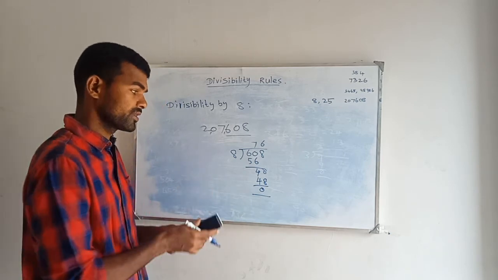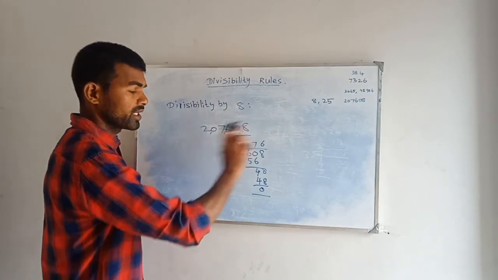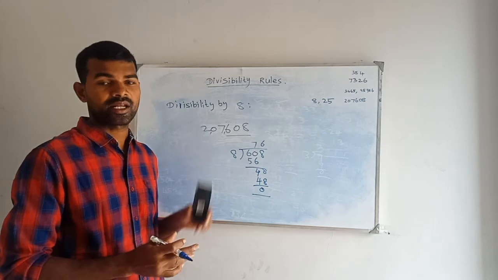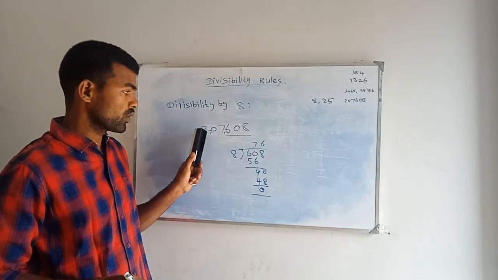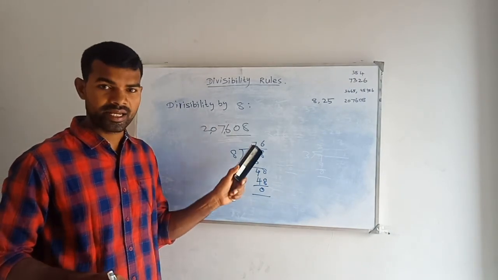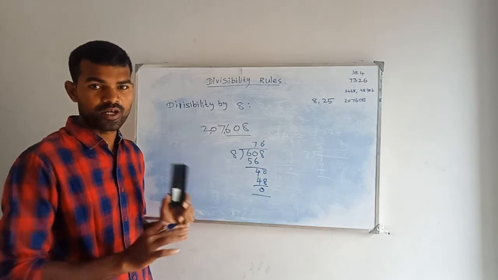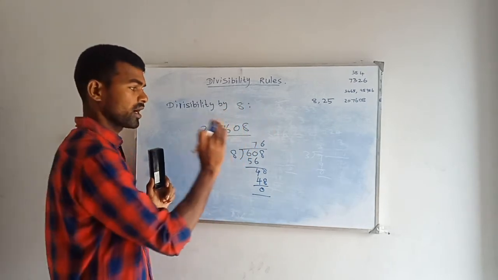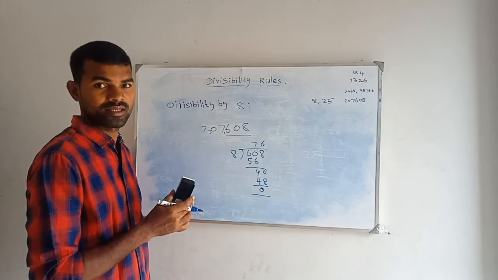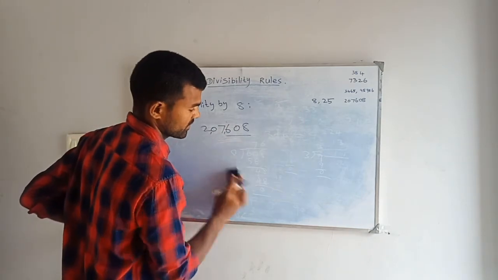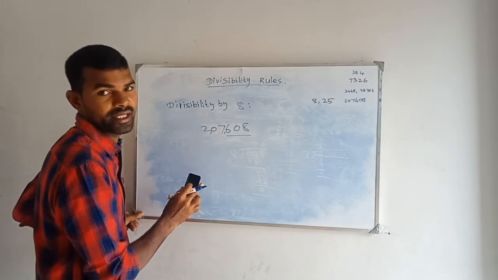If the last 3 numbers can be divided by 8, then the full number can be divided by 8. You can come to the conclusion that 2,07,608 can be divided by 8. No need to check other digits. Only the last 3 digits you have to check. This is the divisibility by 8.